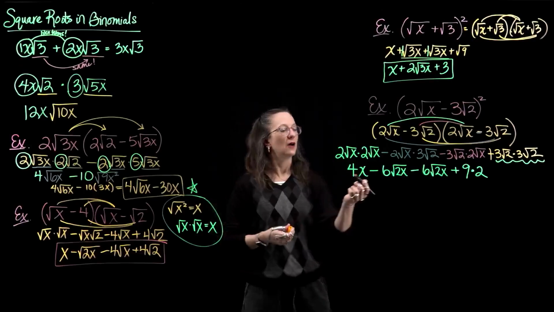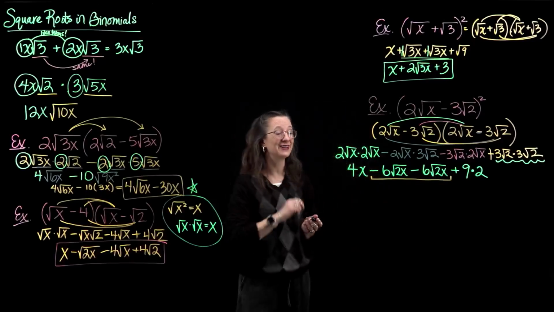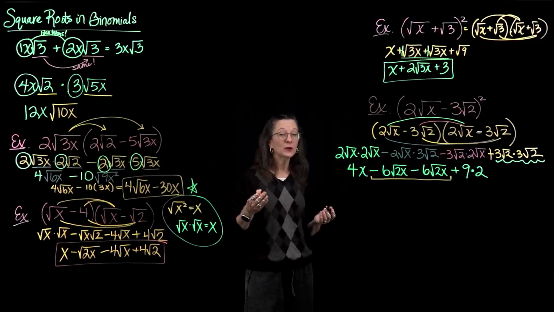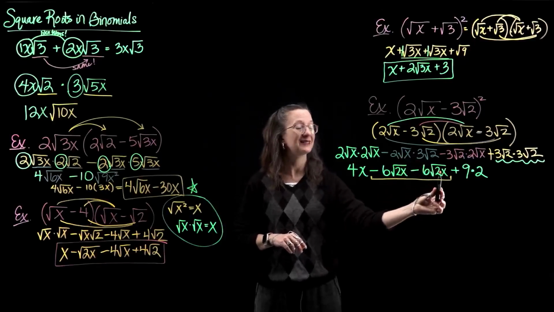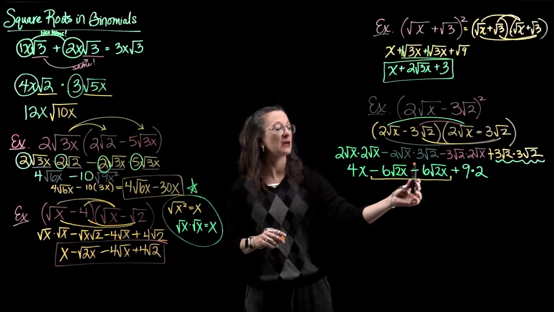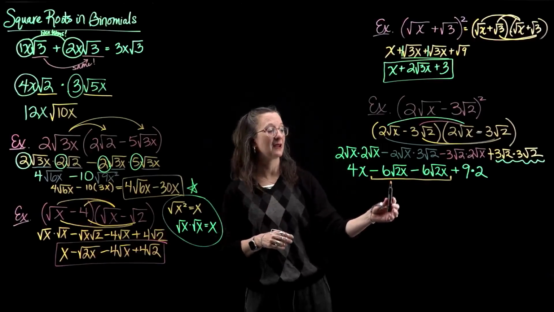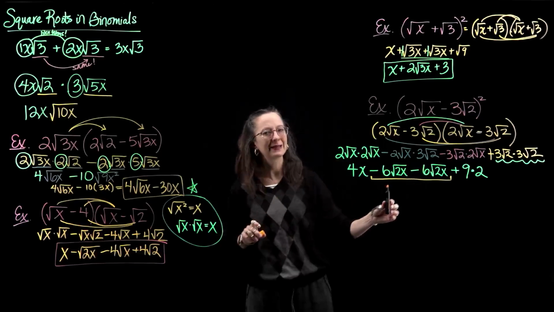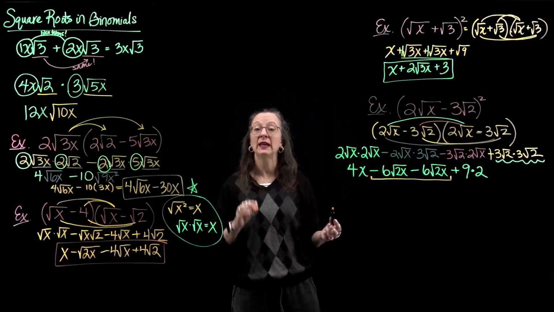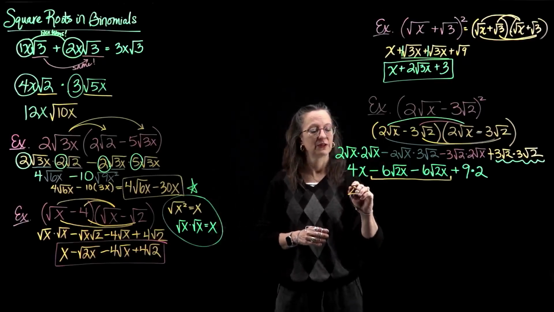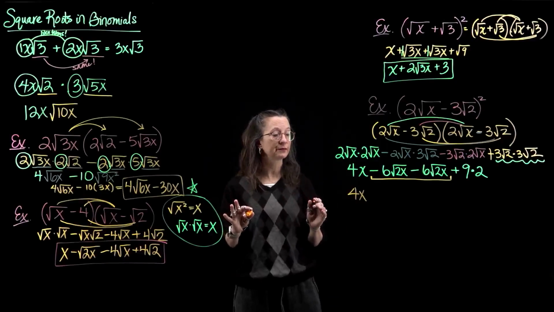All right. Now, these two, the negative 6 square root of 2x and the other negative 6 square root of 2x, we want to figure out what to do with those. First thing I'm going to check is, are the square root parts exactly the same? Square root of 2x, square root of 2x, they are. Now let's check their coefficients. Are those exactly the same? 6 and 6. Actually, they are the same. Are they like terms? So 6 and 6 are like terms. We can combine them. First thing I'll do is go ahead and write down that 4x from the previous line because nothing about it changes.